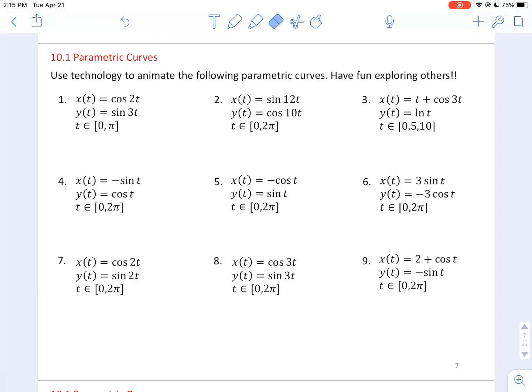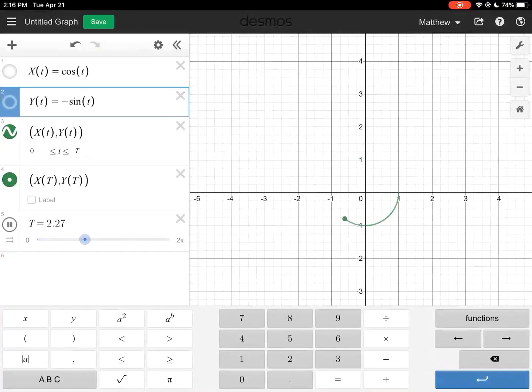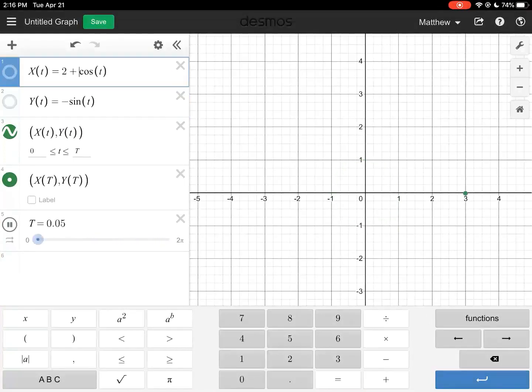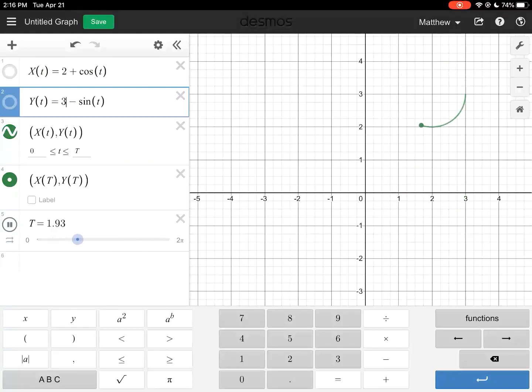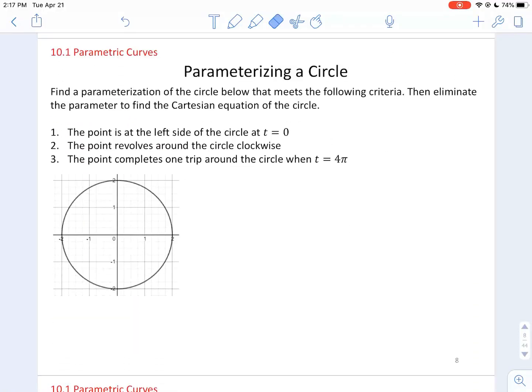And then let's do number 9. Let's first type in just cosine t, negative sine t. This is going to draw itself once. It's going to start at the right and go clockwise. What happens if I put a 2 plus in front of that? Adding 2 to the x function shifted the circle to the right too. You can suspect what's going to happen if I add a 3 to this one. So we have the ability now to not only make circles centered at the origin, but we can move the center to other locations.